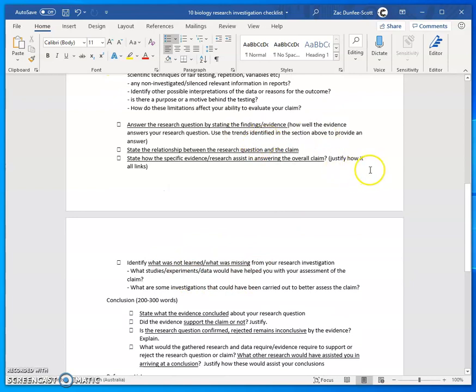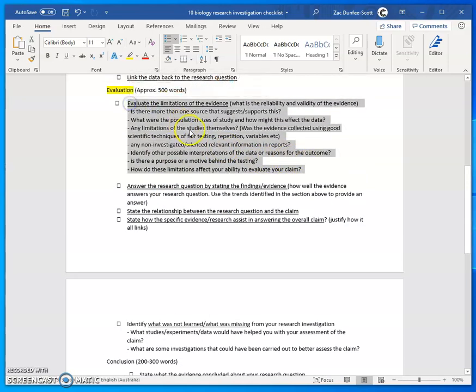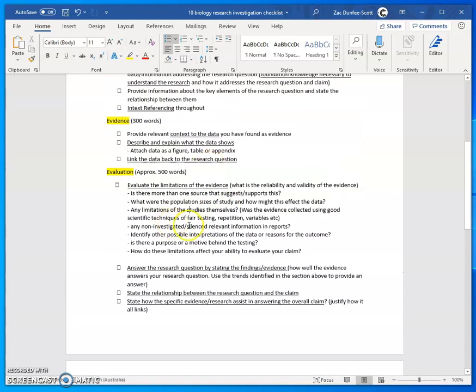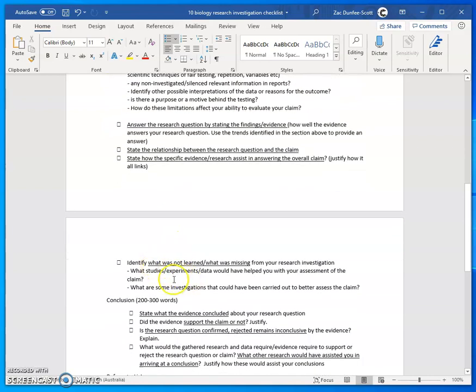If I wasn't able to get a solid answer, yes or no, or a solid thing to accept or reject my claim, and if it was inconclusive because of either A, these limitations, or B, just not enough information there to support this very large claim, then what investigations could be carried out for us to answer it? Because if you weren't able to do it, which is fine, you're allowed to be like, hey, look, I've done a bunch of research, and this is the research that I've done, but I think that we can't evaluate this.